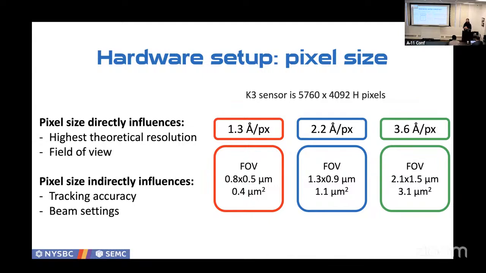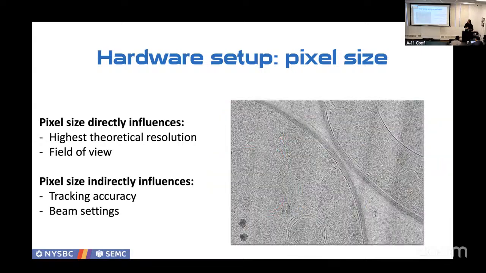If you're doing segmentation, probably 3.6 is good enough, because that will increase your field of view, though it will lower your highest possible resolution due to Nyquist limitations. But the larger the pixel size, the better your tracking accuracy will be. And there are some other beam settings that can be influenced by the pixel size. For comparison, here's some yeast.